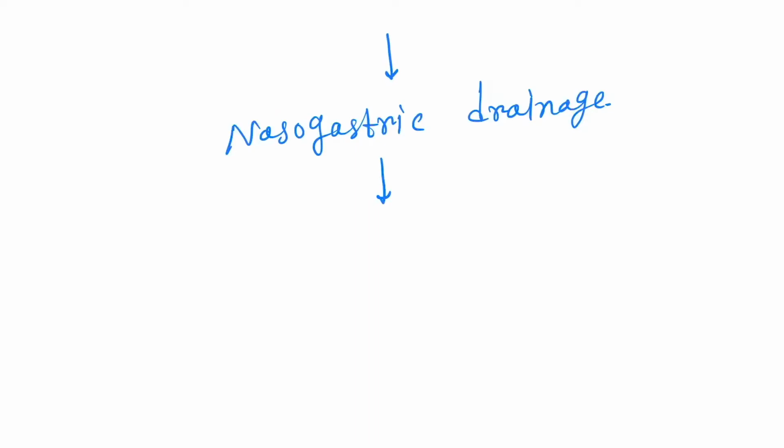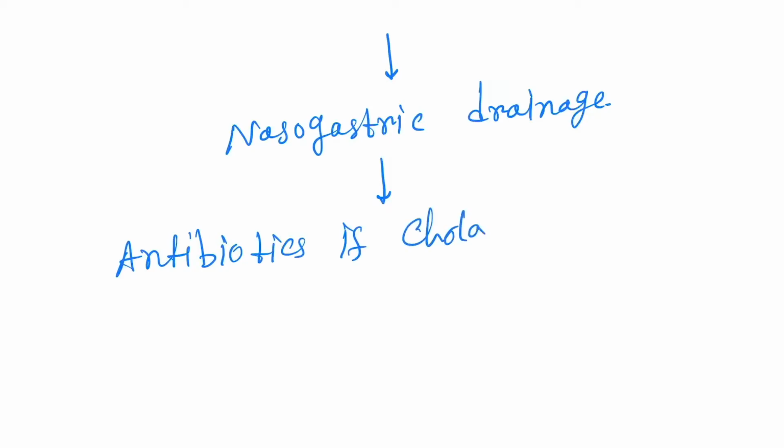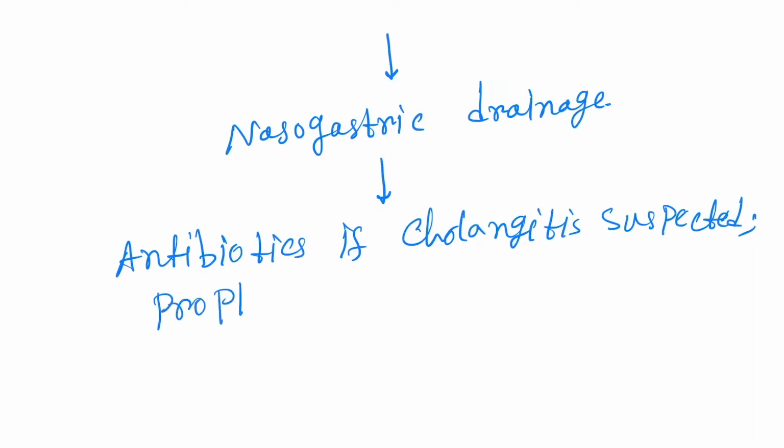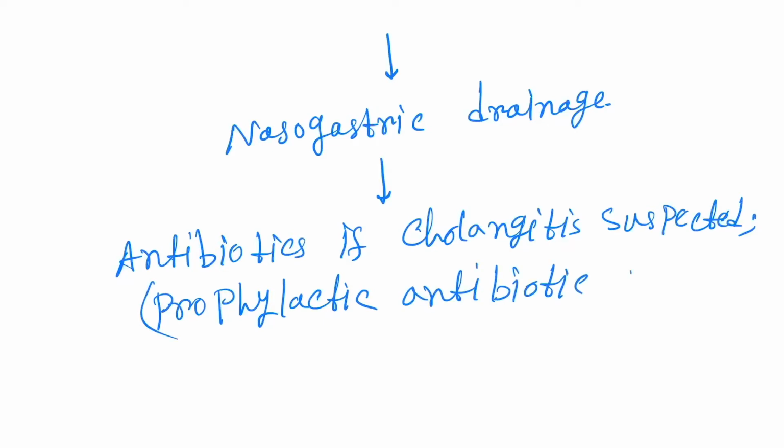Then nasogastric drainage should be done. Next, antibiotics. If cholangitis is suspected, prophylactic antibiotics can be considered.